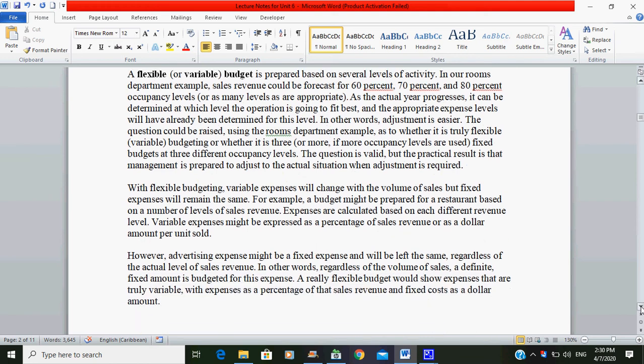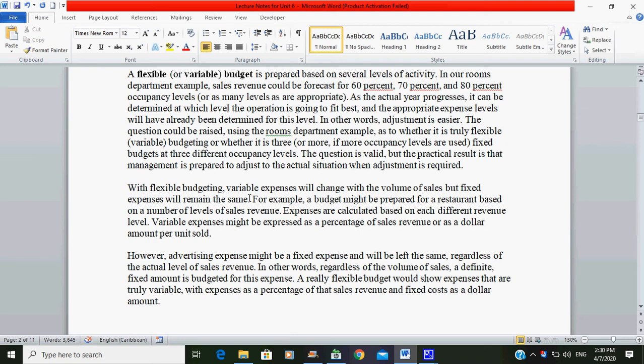With flexible budgeting, variable expenses will change with the volume of sales, but fixed expenses will remain the same. So the more sales, expenses might increase as well.